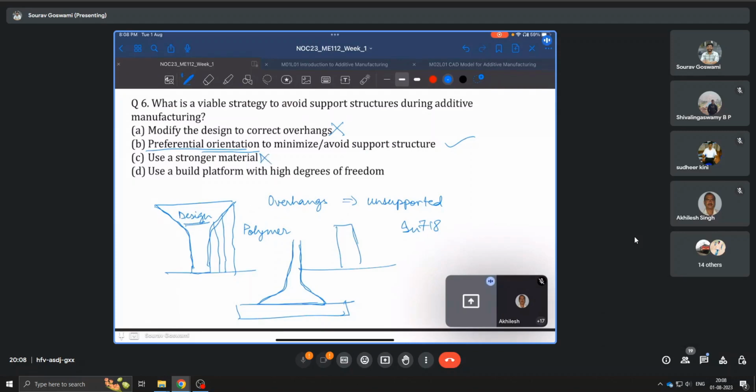Use a build platform with higher degrees of freedom. So rather than have a platform which is flat, if I were to tilt my build platform such that this part, which had a large angle with the vertical, suddenly becomes straight. Is this a viable strategy? Tilting the bed?